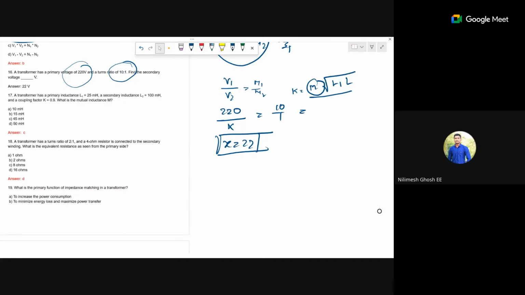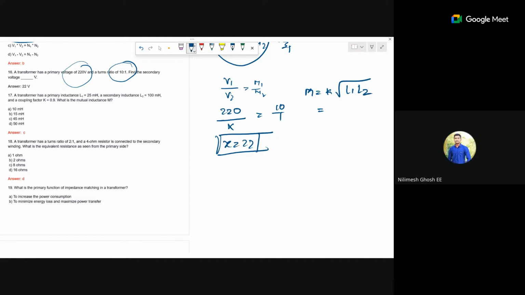So we know we need what? Mutual inductance equal to... Sir, mutual inductance is equal to K times under root L1 L2. That's why I'm getting confused. So mutual inductance equal to K into root of L1 L2. Just put in the values and we will get the answer.